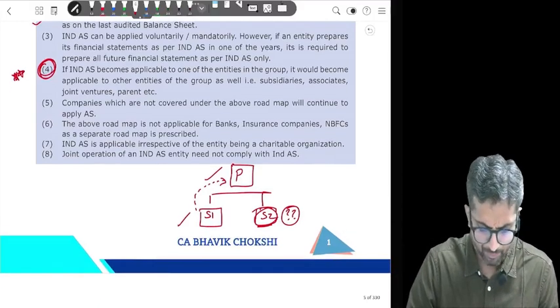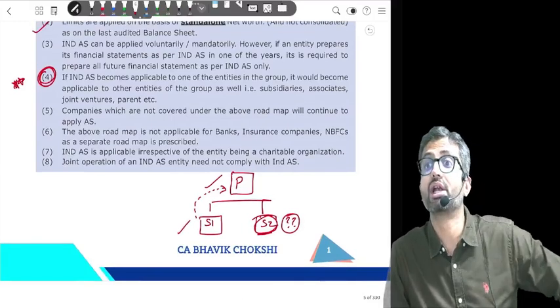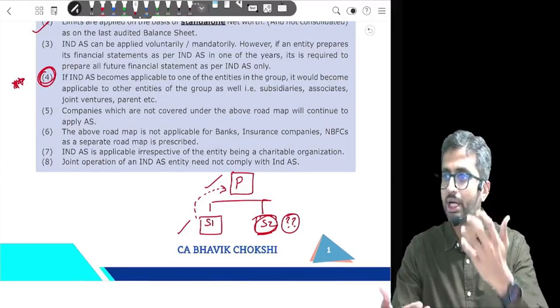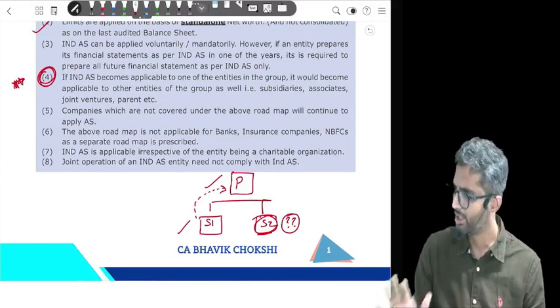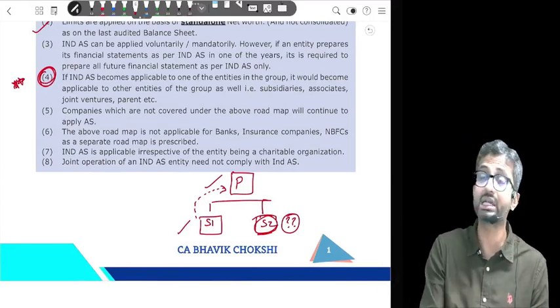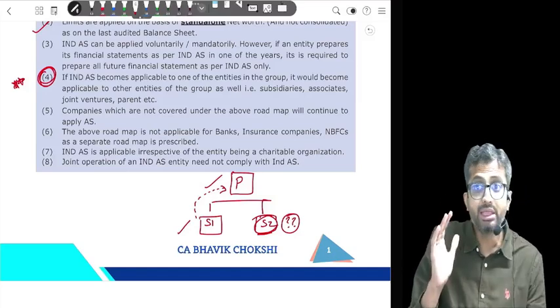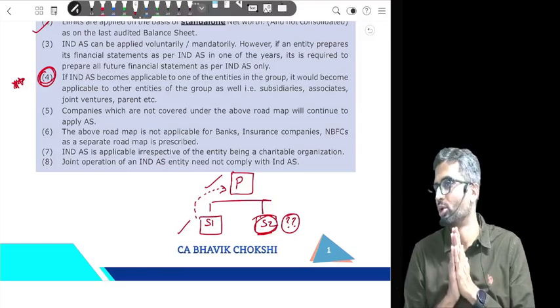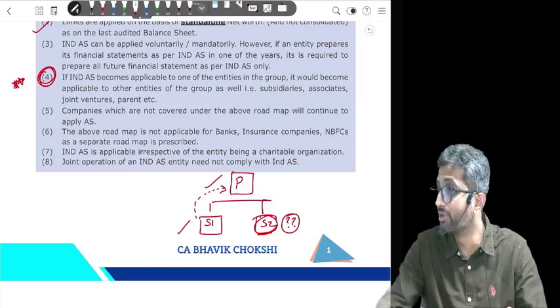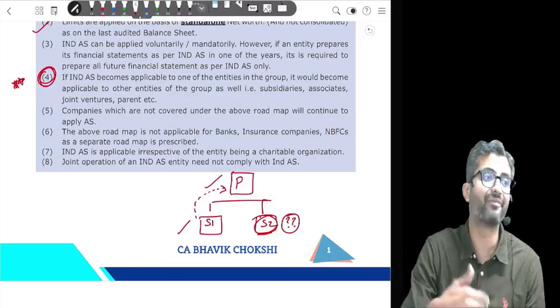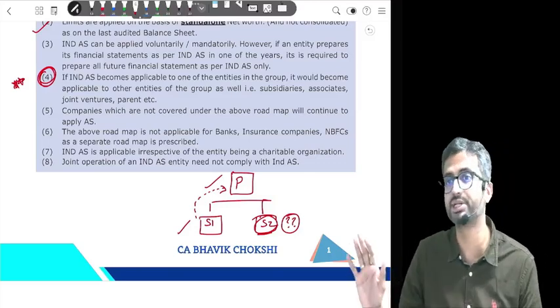What if I'm not yet covered under the roadmap for Ind AS? Then I will follow previous GAAP. But let us say I decide to voluntarily follow Ind AS, and then after 1 year I say, no, I cannot manage all of this, I want to go back to AS. Can I go back? No. Once under Ind AS, always under Ind AS.